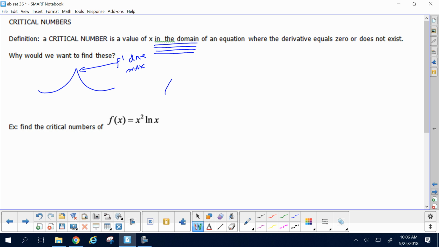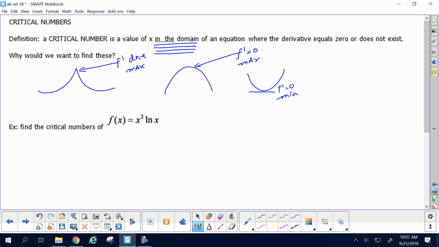Sometimes the derivative is 0, and that's a max. Sometimes the derivative is 0, and that's a min. And so the point is, critical numbers might indicate extrema. They're good places where you might be getting an extreme max or min, and that's why they're critical numbers. They're important.